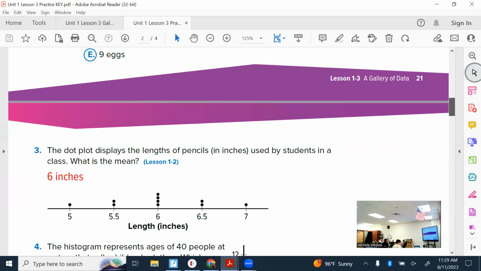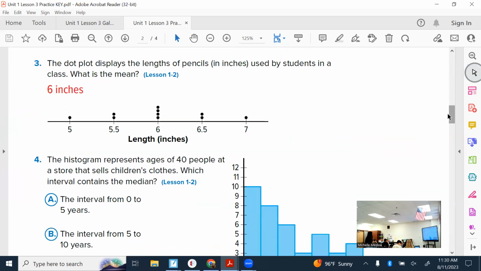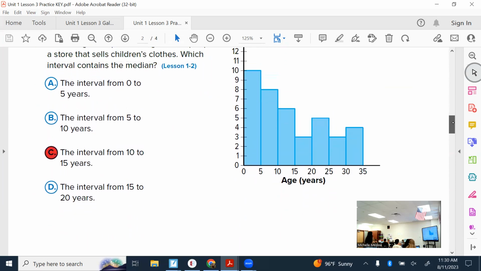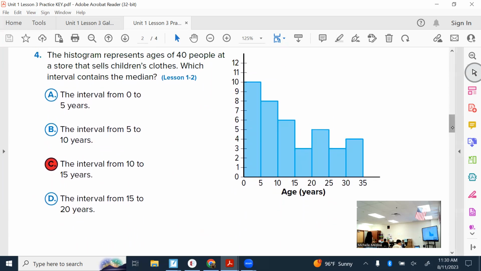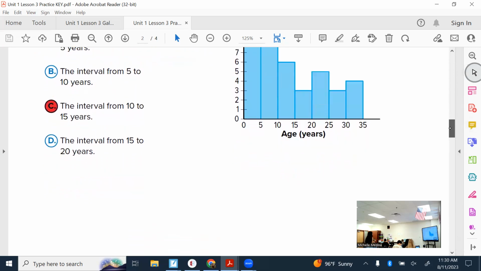Going down. 3 answer was 6 inches. 4, your answer should have been C only. Unless it says select all, it's usually just one answer. And then the back side.